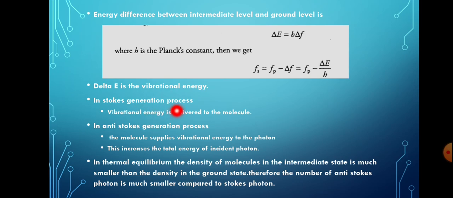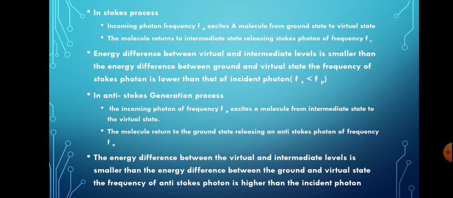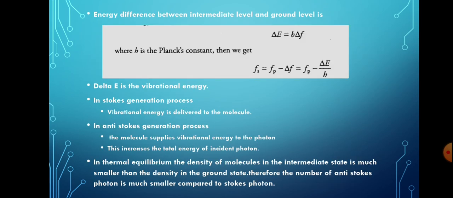So in the case of the Stokes generation process, this vibrational energy is delivered to the molecule. But in the case of the anti-Stokes generation process, the molecule supplies this vibrational energy to the photon. So once a pump signal is given to a material, in the anti-Stokes generation process, the molecule gives the vibrational energy to this pump signal so that its energy will be increased. When energy increases, frequency also will be increased.